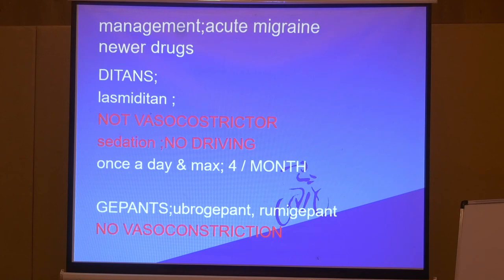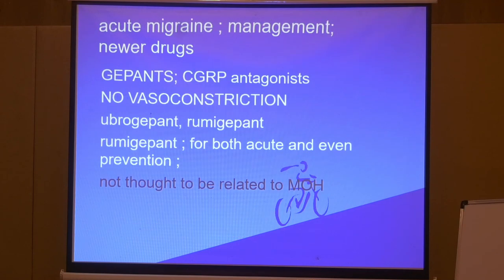And the second is gepants. Gepants are ubrogepant, rimegepant, and there are many more in the pipeline. Gepants have the advantage that they will probably be approved for both acute management and for prophylaxis. So that will be one advantage of gepants. And the second advantage is that they are not vasoconstrictors. So they will definitely have an edge over triptans in some of the cases. So let us wait for the ditans and gepants to come in India. And third, gepants are not related to causing MOH. So three advantages of gepants over triptans: acute plus chronic, no MOH, no vasoconstriction.